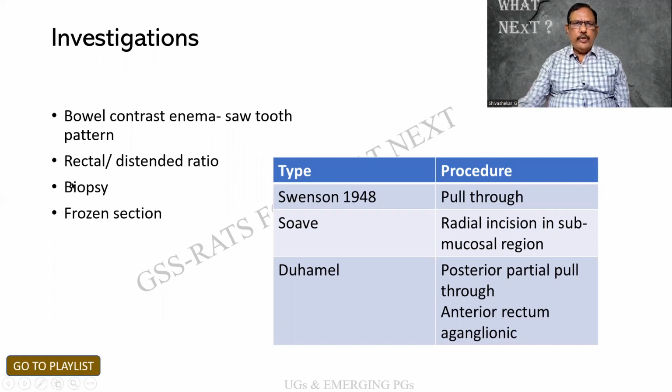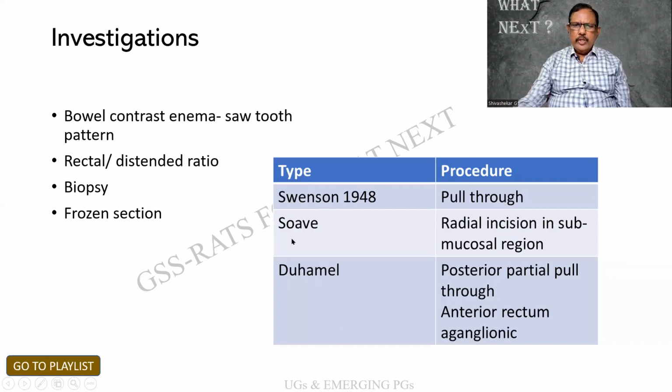Biopsy is mandatory to show the absence or the marked reduction in the ganglion cells. Also, in the normal region, we should mention the presence of the ganglion cells. Both are equally important. And frozen section is definitely needed because the child will be operated upon, segments or biopsies are being taken, and then we'll have to declare the presence or the absence of the ganglion cells, based on which there are three different types of surgeries.